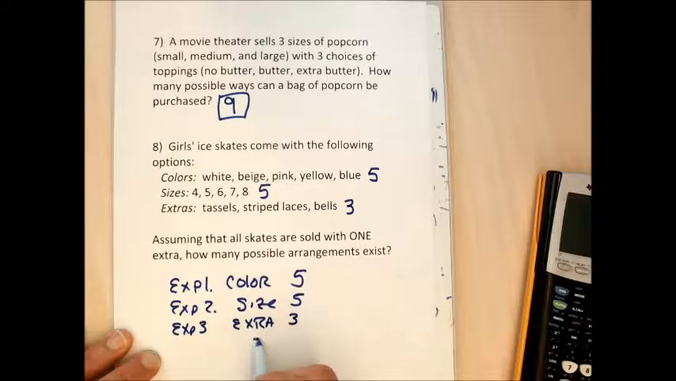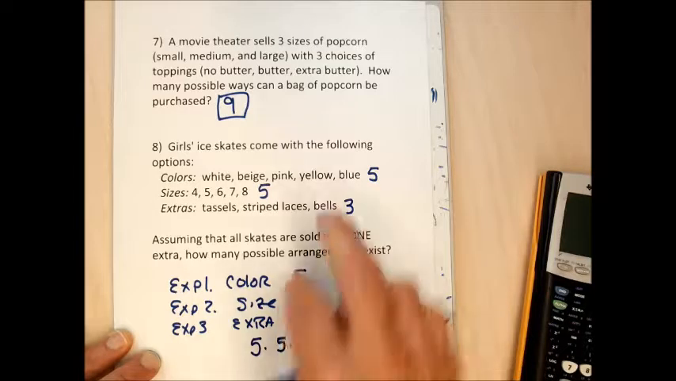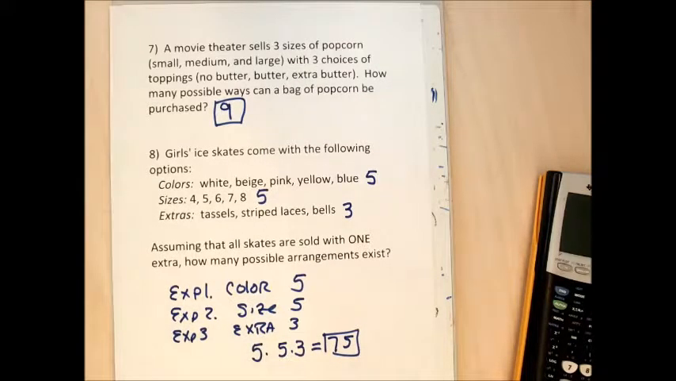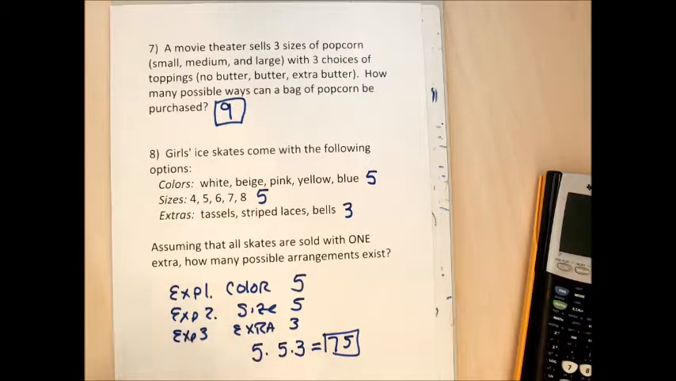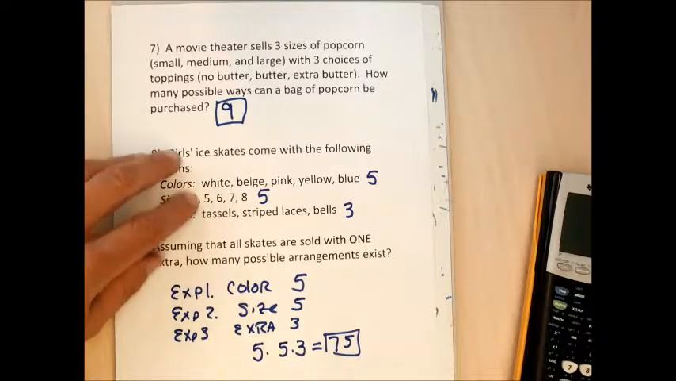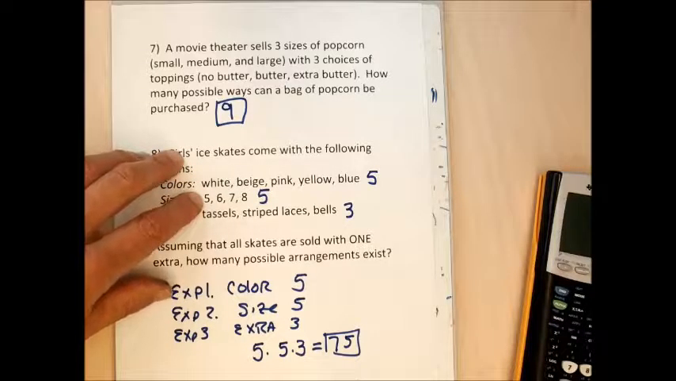The number of possible skates is found by taking the number of outcomes of each of the experiments. 5 times 5 is 25, times 3 is 75. So for these options, if you're forced to pick one color, one size, and one extra, there's 75 different skates that are possible. And again, just having one difference, having a white size 5 skate with a tassel is different than having a white size 5 skate with a bell.